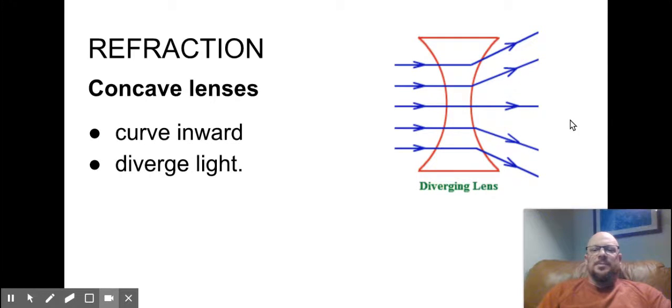And then you have concave lenses. There's the ones that bend inward. So think of a cave. It goes in and it diverges light. It spreads the light out. As it passes through the lens, it spreads that light out and it produces a larger image. If you think of your eyeball being on this side and seeing light come in, it spreads that light out, making the image look larger than what it really is.